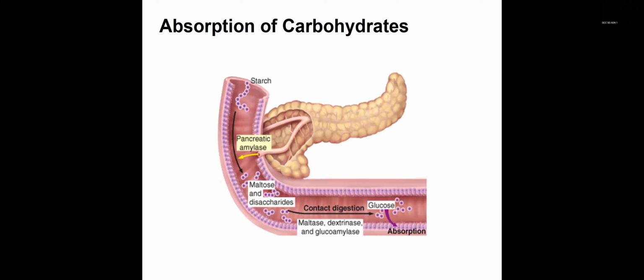Disaccharides are two simple sugars. In this case it would be sucrose, table sugar, and lactose, the sugar found in milk. And you have monosaccharides, simple forms of carbohydrates such as glucose and fructose, found in foods like fruits and honey.